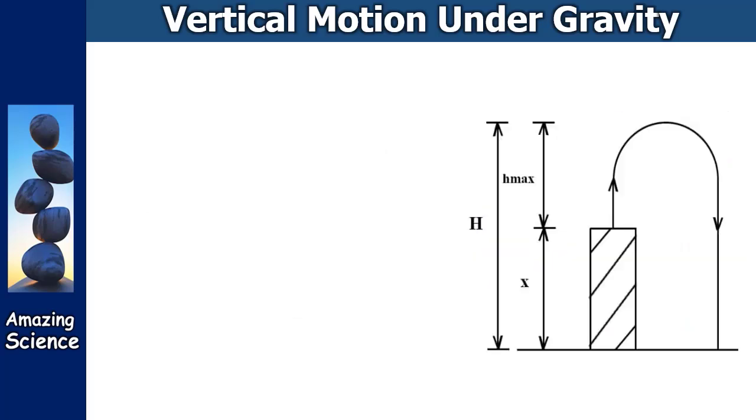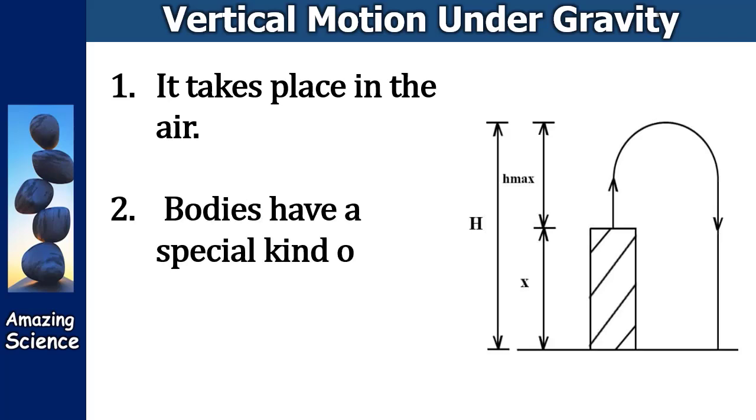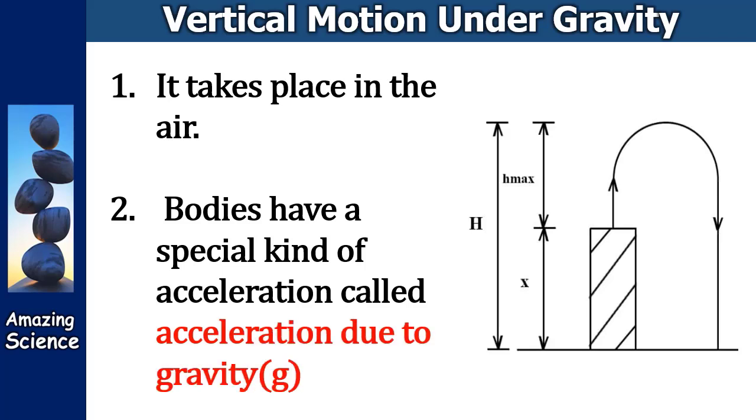Vertical motion is a special type of linear motion. What makes it special is that it's a kind of motion that takes place in the air, whereas other kinds of linear motion may take place on a flat surface, such as the top of a table or the street. Again, since this kind of motion takes place in the air, bodies undergoing vertical motion have a special kind of acceleration, which is called acceleration due to gravity.